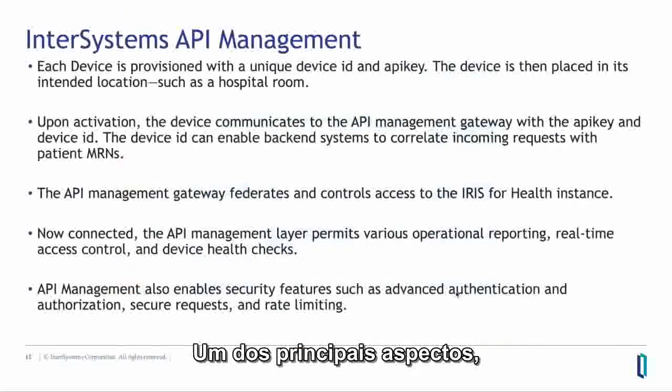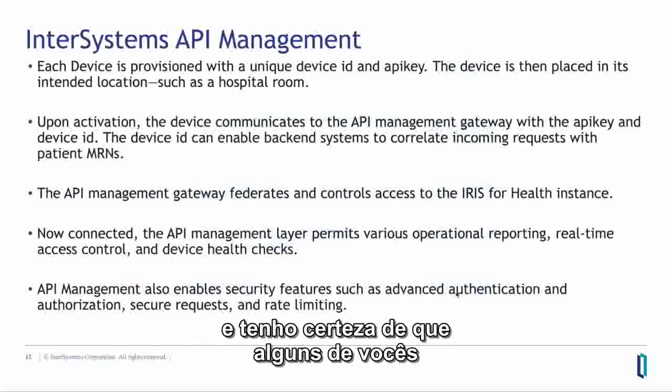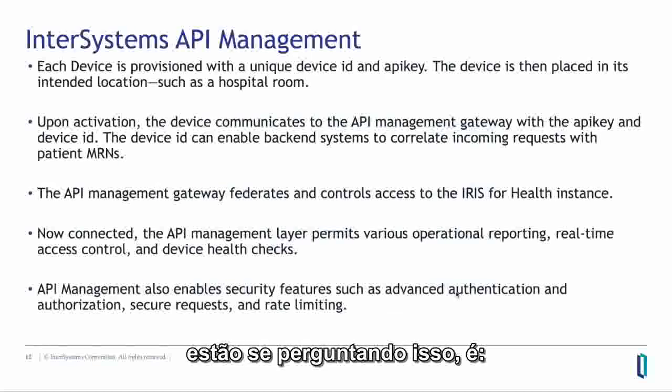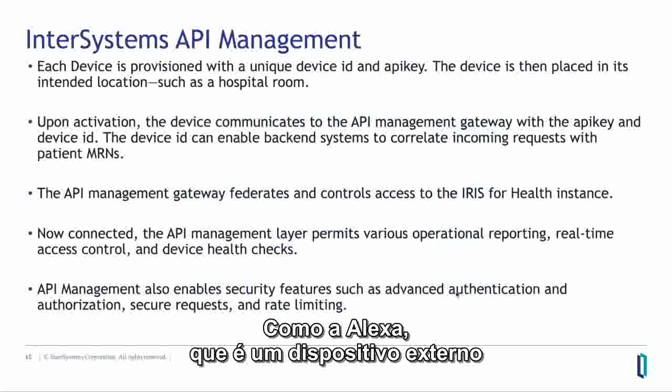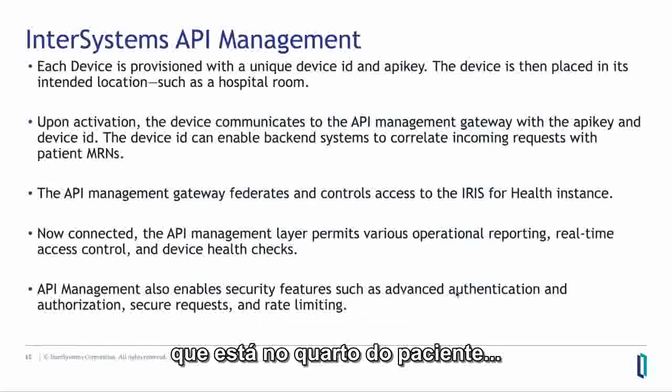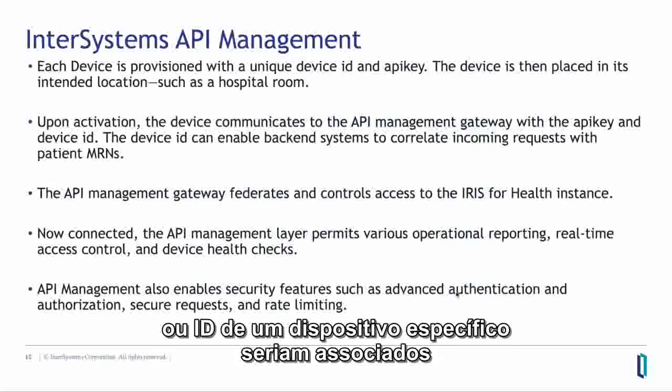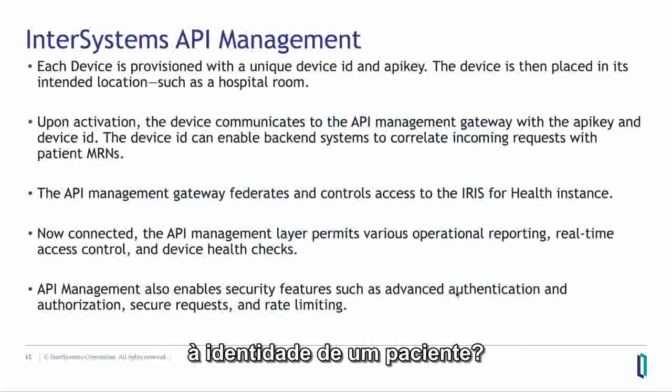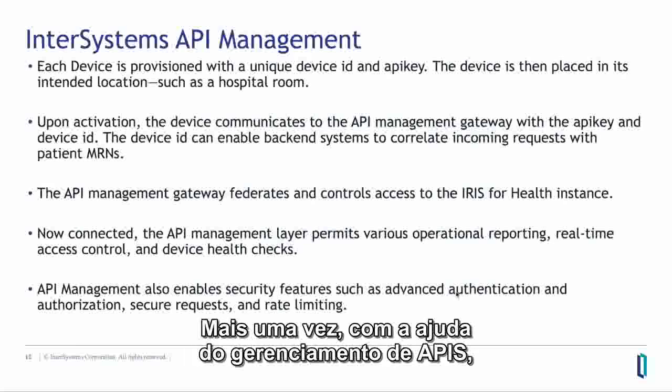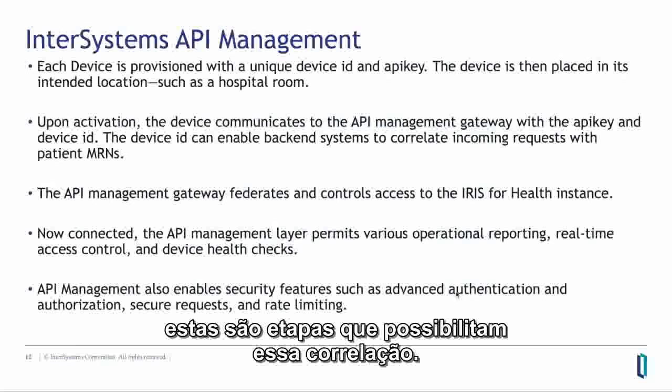All of that is provided by InterSystems API management inside Iris for Health runtime. Now, one of the key aspects, and I'm sure some of you already have a question: I have an Alexa, which is an external device, sitting in the patient room. What would the exact steps be by which a particular device serial number or device ID would be associated with a patient identity?